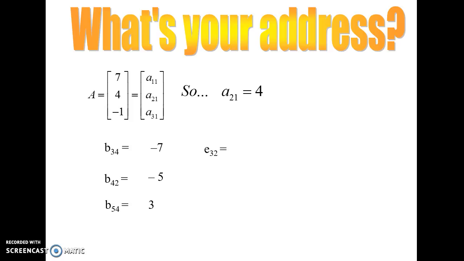How about E32? Notice we've switched letters. We're now on little e, so we've got to go to matrix E. That's the third row and the second column in matrix E, which should be a -2. How about G21? Matrix G, row 2, first column. See a -3?